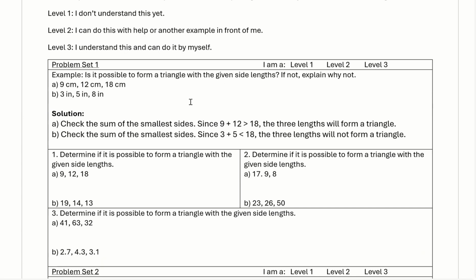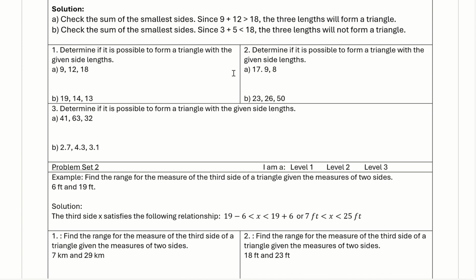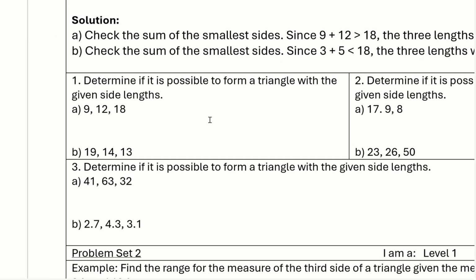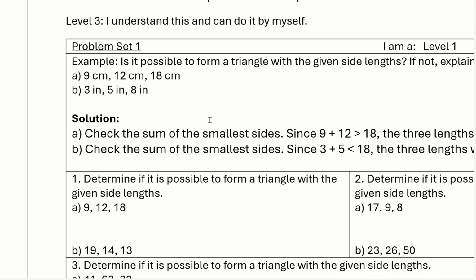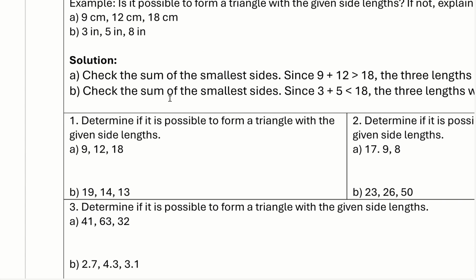So we got problem set number 1, which says determine if it is possible to form a triangle with the given side lengths. All right, so really easy to do this. This is called the triangle inequality theorem. In order to do this, you have to take the two shortest sides and then add them together. If it's greater than the third side, then that means that you can form a triangle.